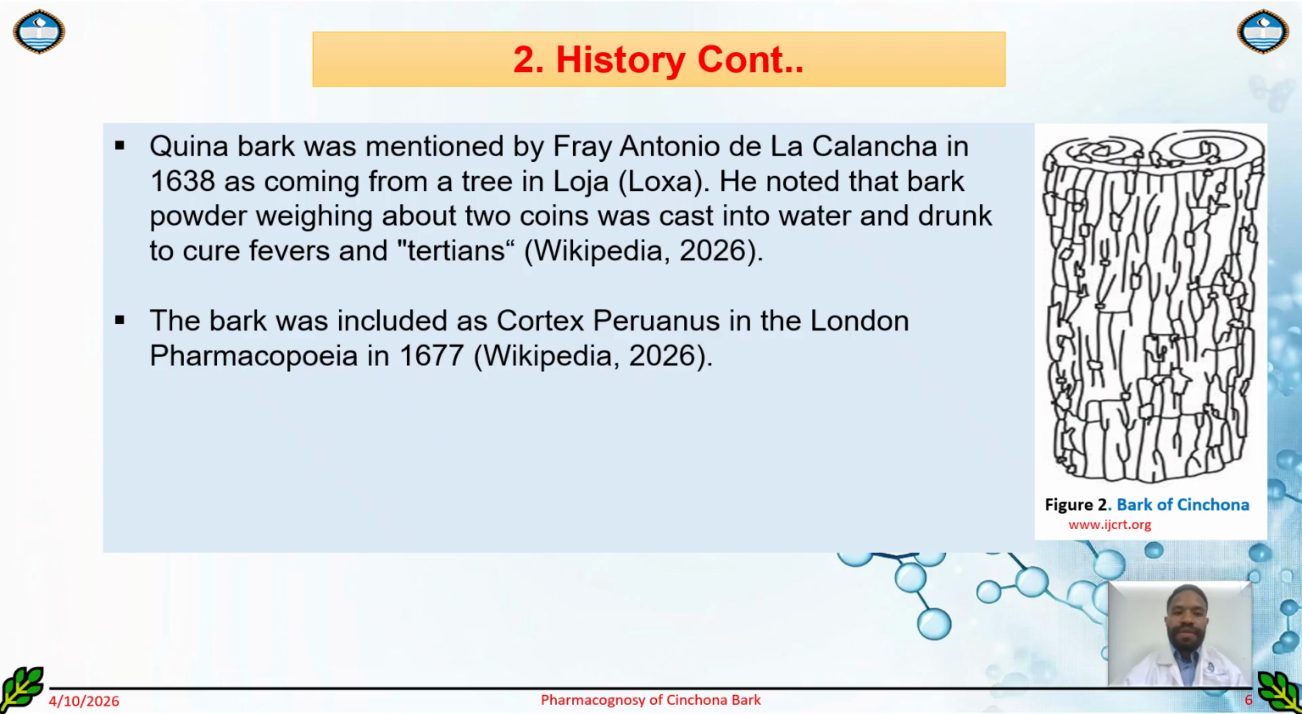Quina bark was mentioned by Fray Antonio de la Calancha in 1638 as coming from a tree in Loja. He noted that bark powder weighing about 2 quintos was cast into water and drunk to cure fevers and tertians. Figure 2 here shows the bark of Cinchona. The bark was included as Cortex Peruvianus in the London Pharmacopoeia in 1677.